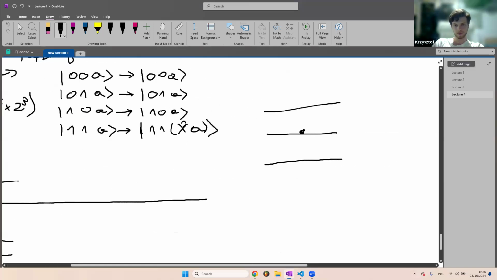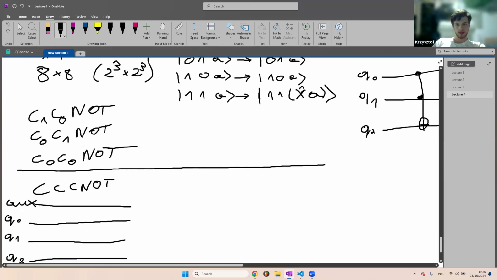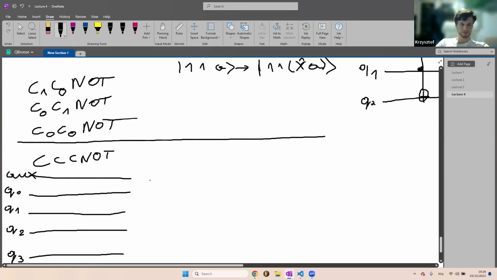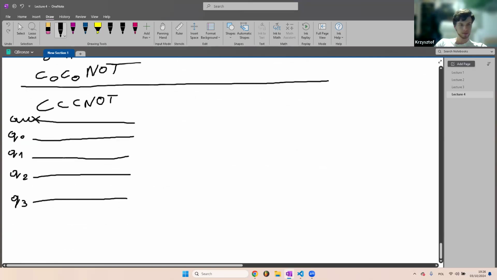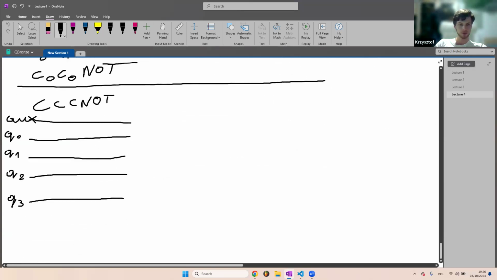So we will have 2 control qubits, Q0, Q1, and Q2. Only when the first 2 bits are 1 do we apply the NOT operator on Q2. But now, instead of 2 qubits, we have 3 qubits, so we'll take advantage of the auxiliary qubit.